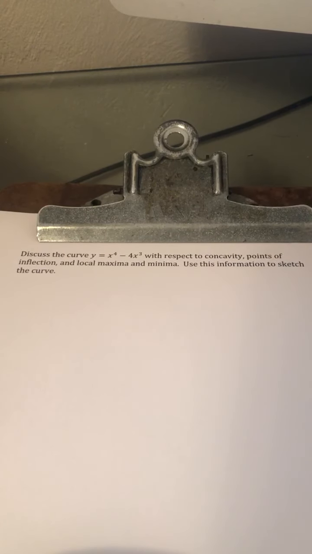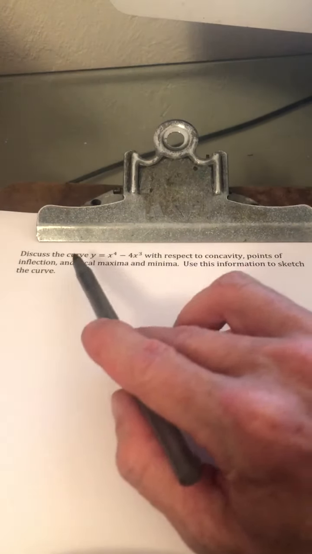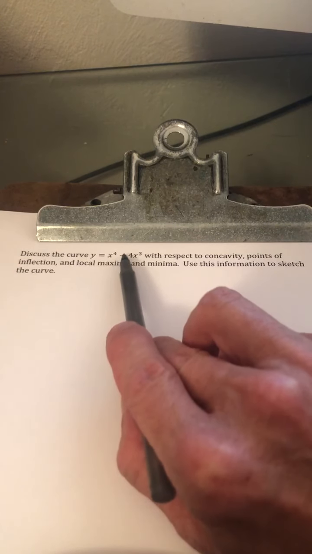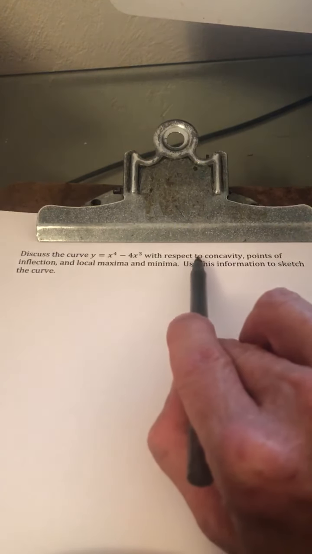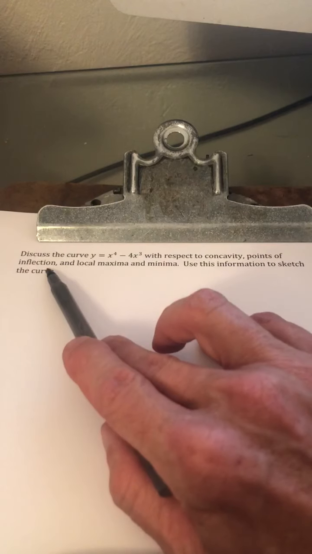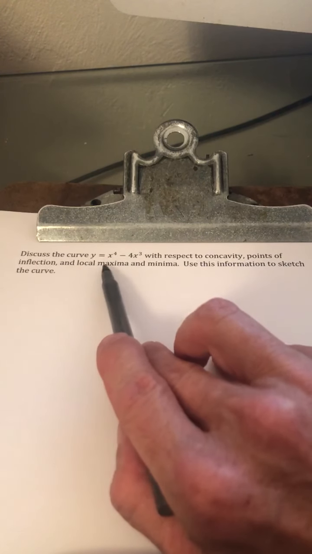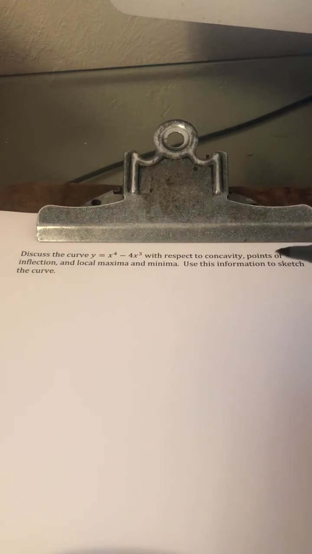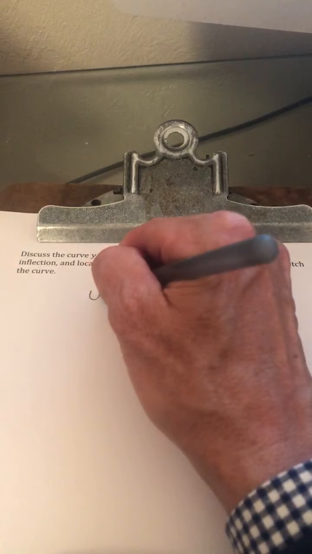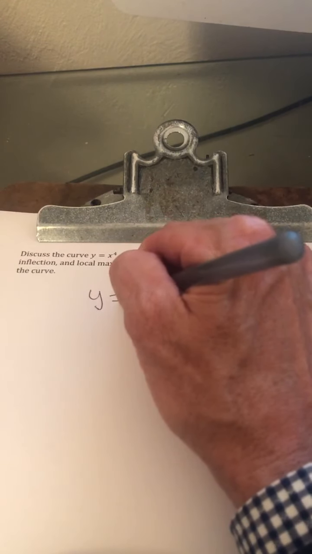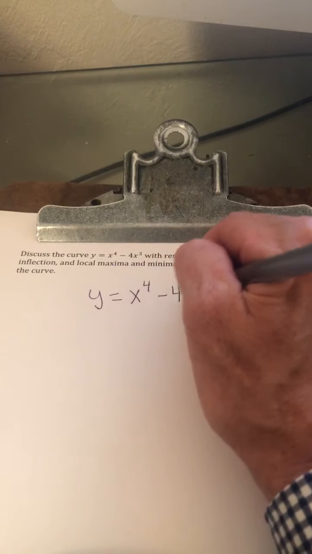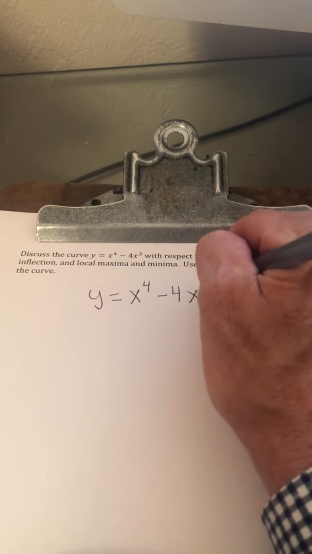Hello students, let's do a curve sketching problem. We're asked to discuss the curve y equals x to the fourth minus 4x cubed with respect to concavity, points of inflection, and local maxima and minima. Use this information to sketch the curve. So again, the equation is y is equal to x to the fourth minus 4x cubed.